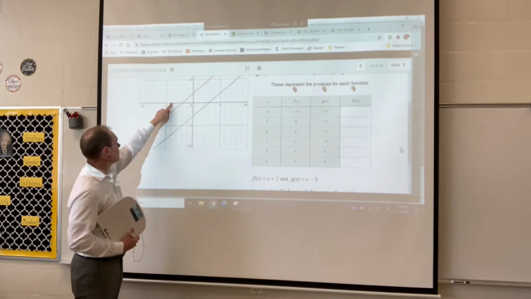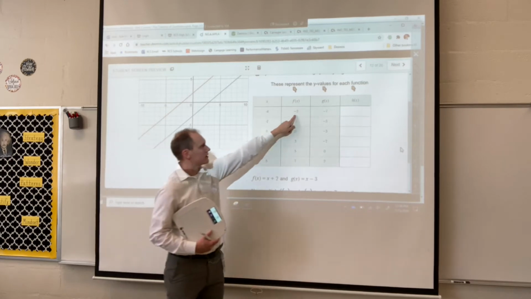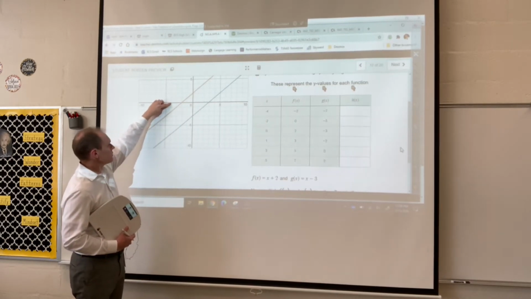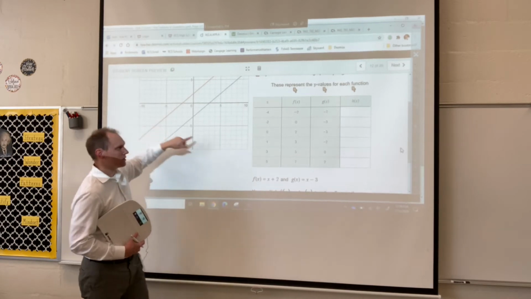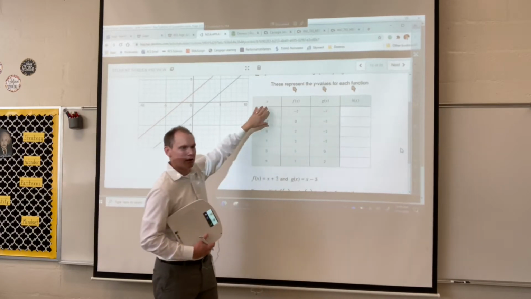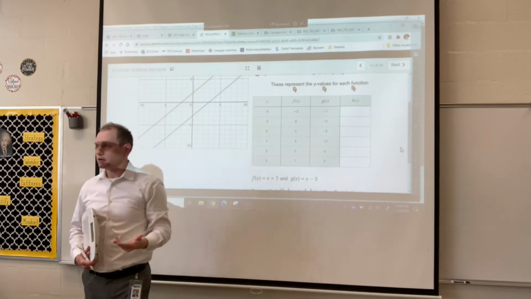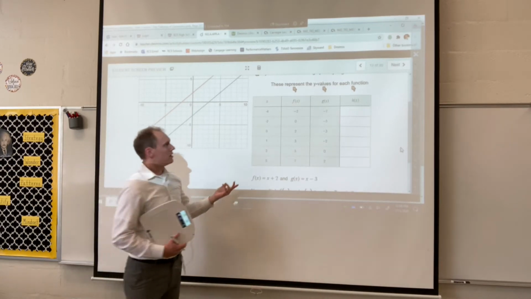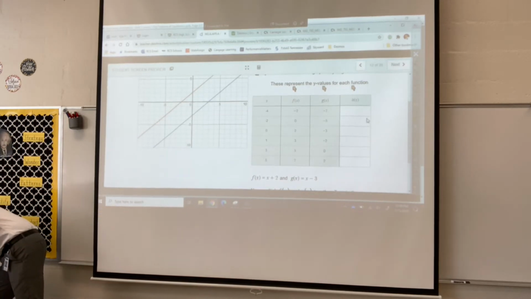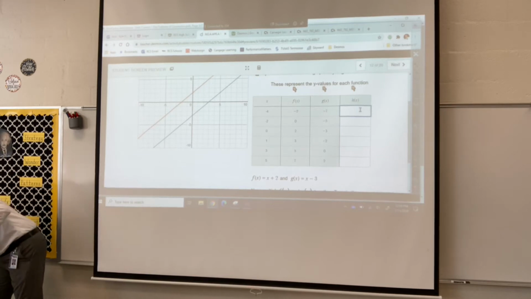So at -4, the y value for this red line is -2. So f of x is -2. Y'all with me there? And then the y value at -4 for g of x is down here at -7. So the y values for these two functions are -2 and -7 at this particular x value. So as we said a minute ago, our strategy here is to multiply the y values together. So -2 times -7 is what? 14, yes. So I'm going to type in 14 here.